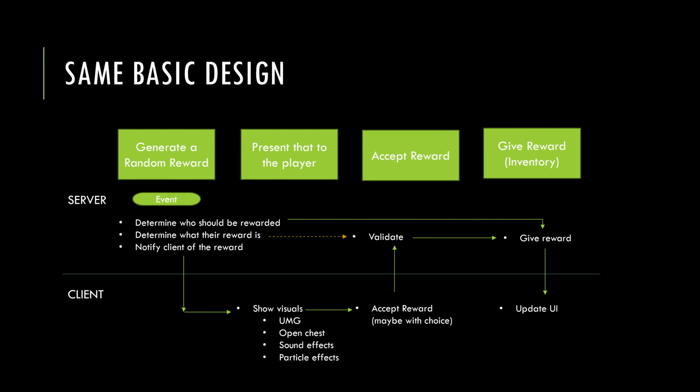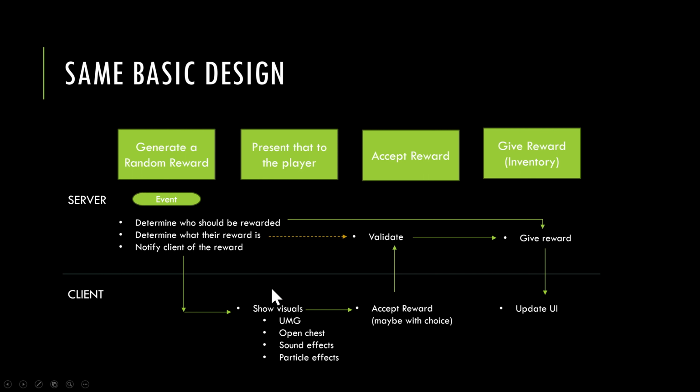Now, there are 2 different paths that I've outlined here. The top green arrow, maybe I should point to it. This top green arrow means after I've determined what the reward should be, if there is no choice to be made by the client, then I can just go ahead and give them the reward. So if there's no user interaction, no pick one of 3 type things, then I can just go ahead and give them the reward.